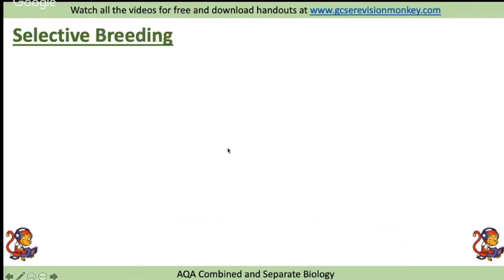Selective breeding then, a couple more things. So we'll talk about selective breeding. That's when you are choosing the animals that you want to breed together or choosing the plants that you want to breed together. So you're playing with nature, you're playing with the natural selection cycle, and you're not letting nature choose those animals that are best adapted.